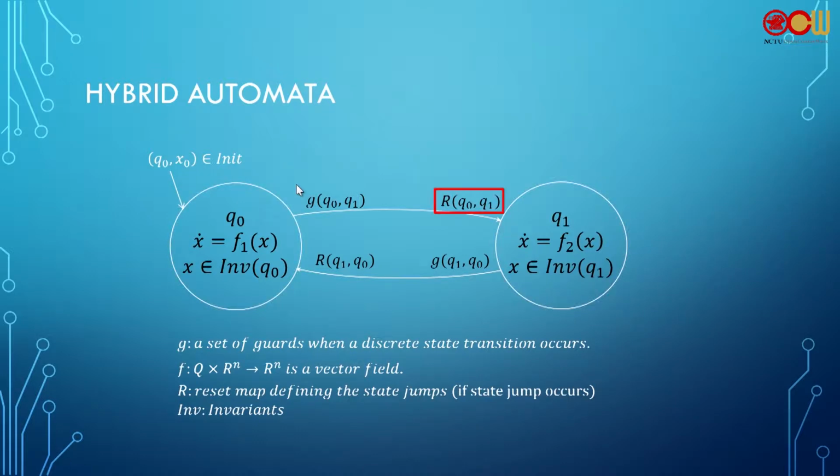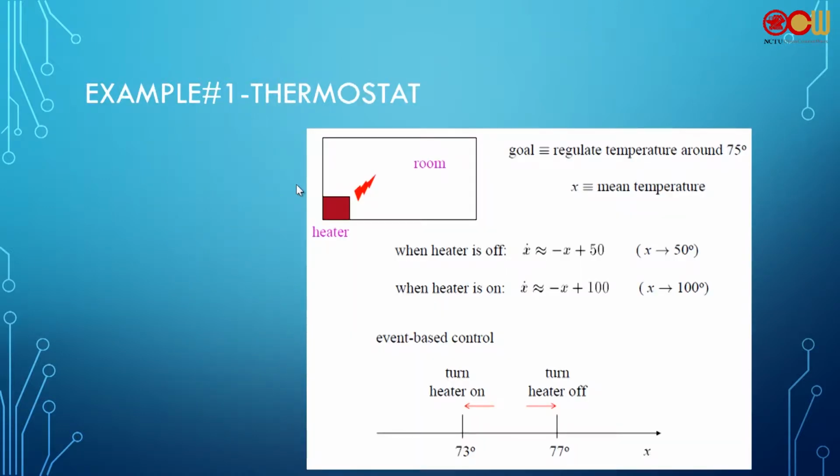And there's a reset map that applies when you switch from here to here. The reset map can reset the states, because the state, which is X or Q1, can be discontinuous, or we say it can jump. Inv is the invariant of Q0, for example here. It's vague based on this definition, so take a look at the example.